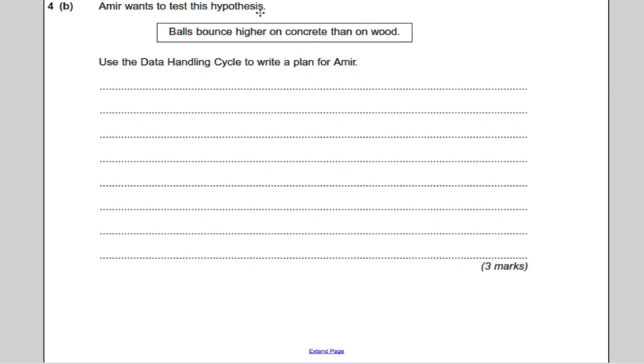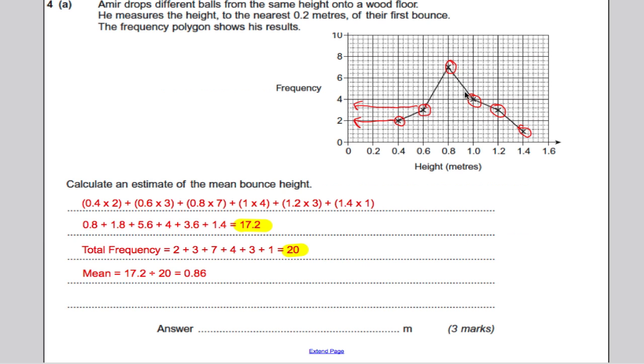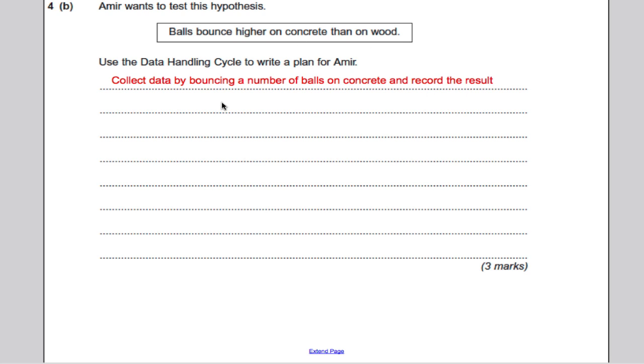Okay, Amir wants to test a hypothesis. Balls bounce higher on concrete than on wood, and we're asked to use the data handling cycle to write a plan for Amir. And if you remember about the data handling cycle, first thing you've got to do is state a hypothesis. That's already done. What we want to do now is collect some data. So what we're going to do is bounce a number of balls on concrete and record the result. We already have the results from bouncing on wood. How are we going to go about doing that? Well, I think we should drop the balls from the same height and collect all the results.